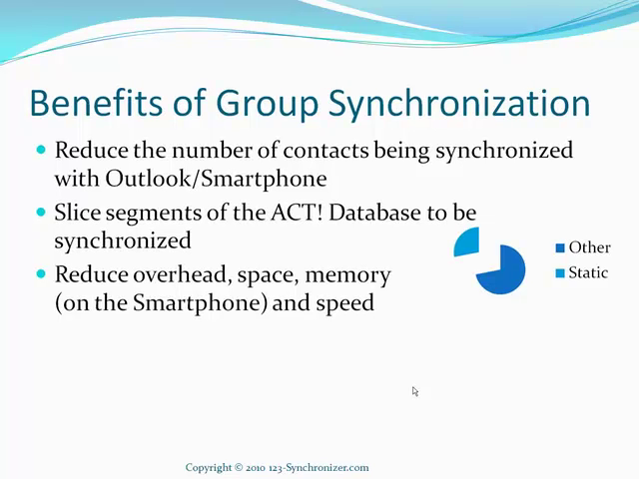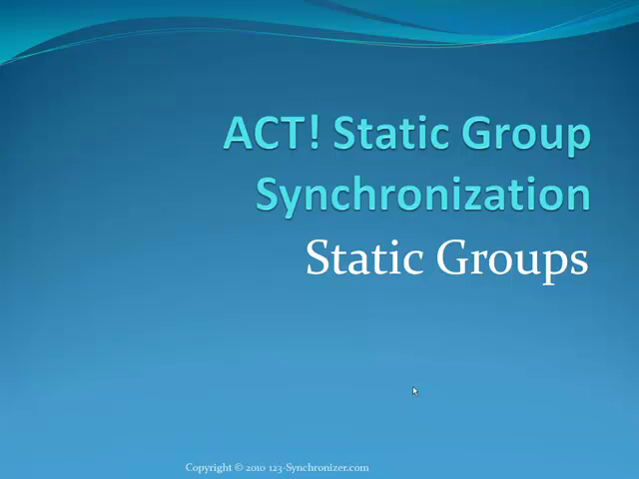The benefit of group synchronization is that it reduces the number of contacts being synchronized with your Outlook or your smartphone. It slices segments of your ACT database to be synchronized. You don't have to synchronize the whole database, just a segment of it. It also reduces overhead, space, and memory, and improves speed on the smartphone. So your phone, instead of having 5,000 contacts, will have 700 contacts that you can handle, and the phone will perform much better. So now let's get down and show how to create and manage static groups.